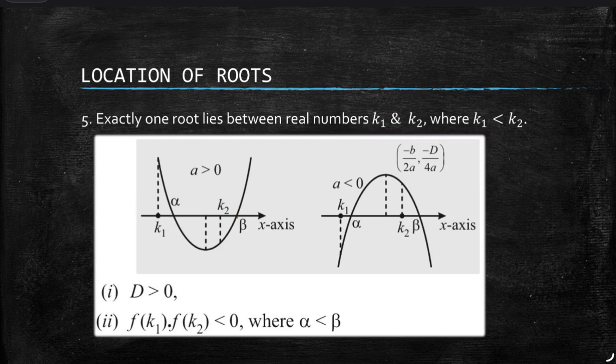We know that if a is positive, then the graph will be upwards, and if a is negative, then the graph will be downwards. If a is positive, suppose the roots are alpha and beta, then we can say that alpha lies in between k1 and k2. From the first one, can I say f of k1 is positive? And what about f of k2? f of k2 is negative. So we will say f of k1 is positive and f of k2 is negative.